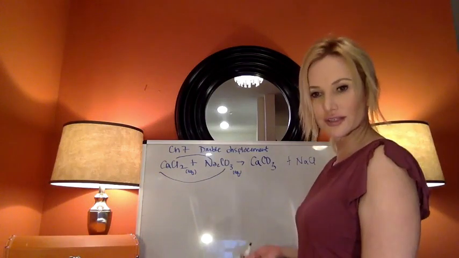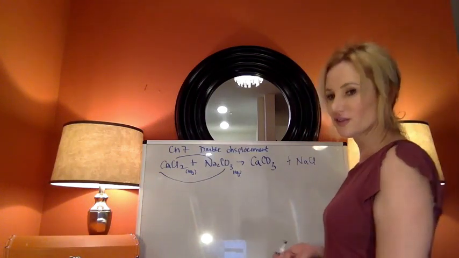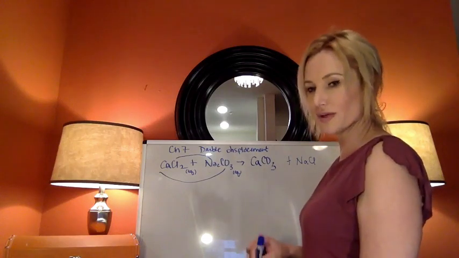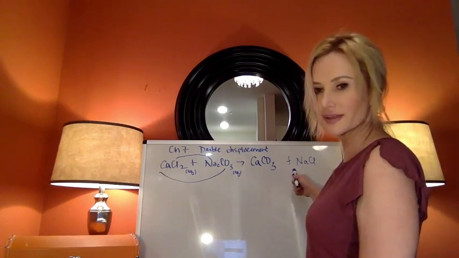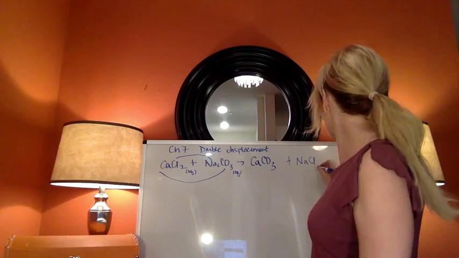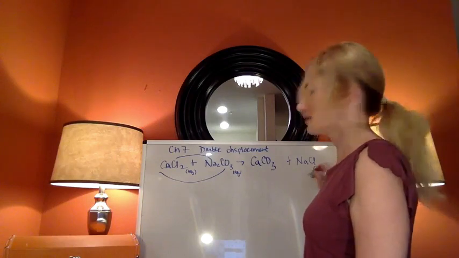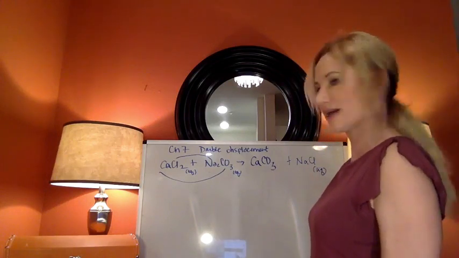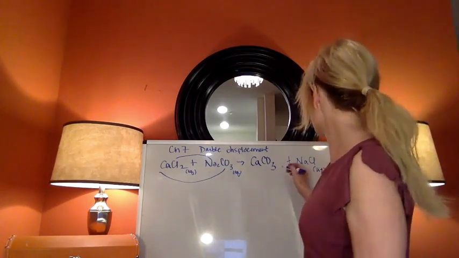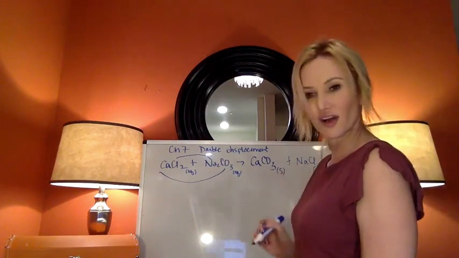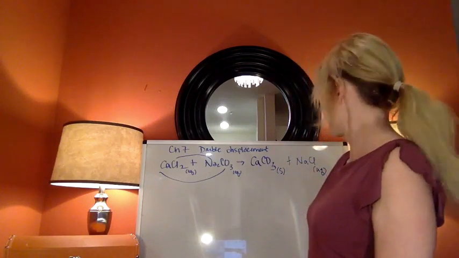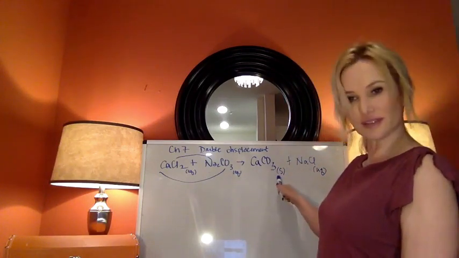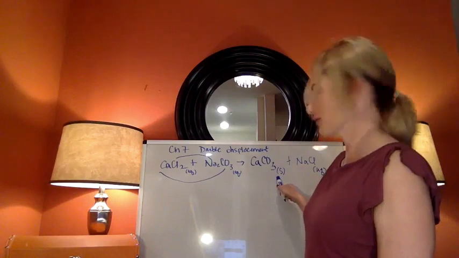Then when you look at a solubility table, you're going to see that anything that's in group 1 of metals, sodium, lithium, rubidium, they are all soluble. And soluble means aqueous, so that means that they don't react. They stay ions. But you'll find that the calcium carbonate forms a solid. And because you have a solid, you do have a reaction.